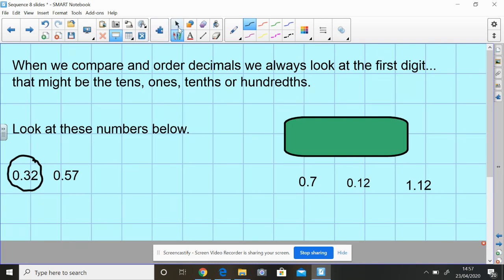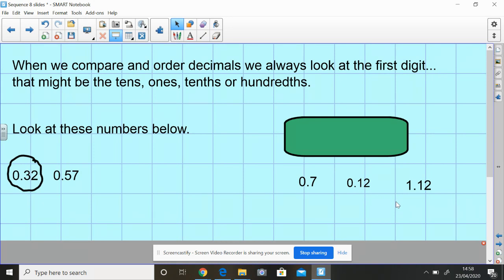Okay, now look over at this one. We have 0.7, 0.12 and 1.12. I want us to order this sequence of numbers from smallest to largest, so in ascending order. So we look at the first digit first, so we have a 0, 0, 1. Okay, and if we're going from smallest to largest, we need to take the smallest digit first. So we all know that 0 is smaller than 1, so it's going to be either 0.7 or 0.12.